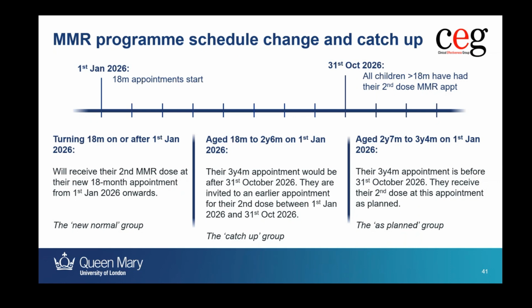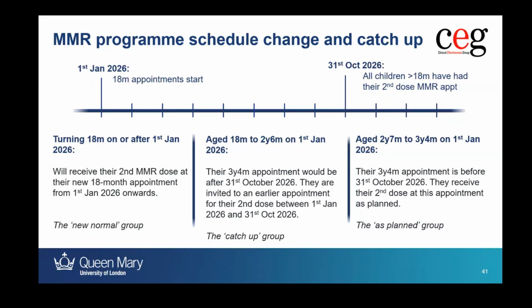Then we can think about how they want everyone over the age of 18 months to have had their second dose of MMR by the 31st of October 2026. So for those who are already over 18 months by the 1st of January, when this 18-month appointment starts, what do we do for those? We've got those who would have turned 3 years, 4 months and had their second dose of MMR appointment by that 31st of October cutoff anyway. Well, they just get their vaccine as planned. Nothing changes for those. They have their second dose of MMR at their pre-scheduled appointment.